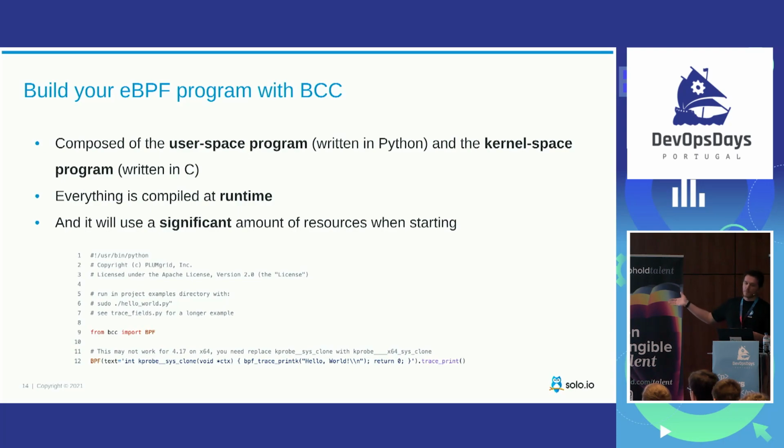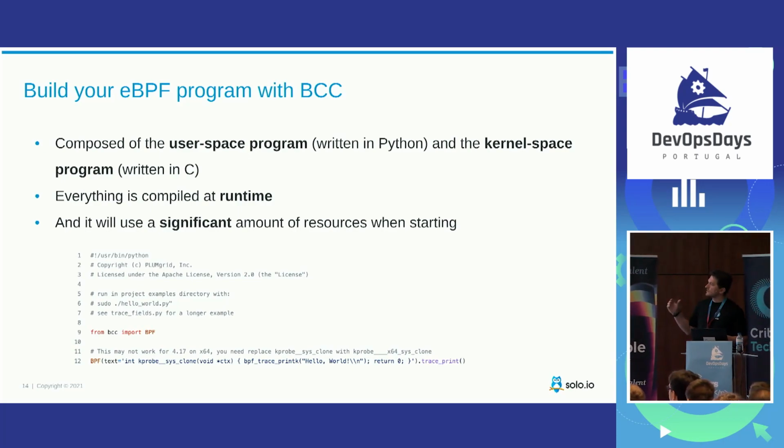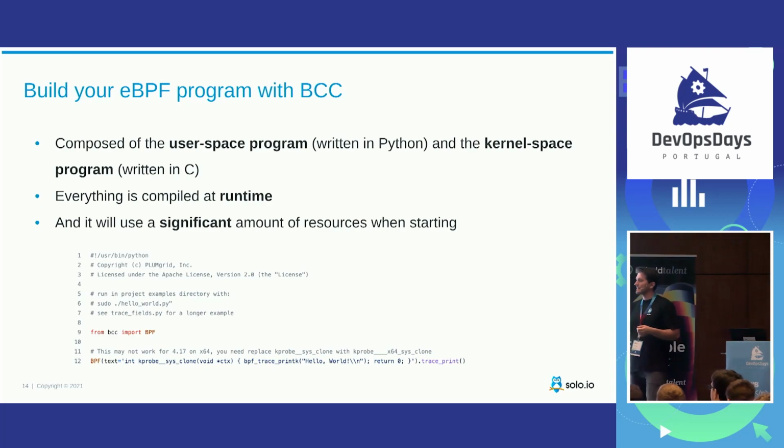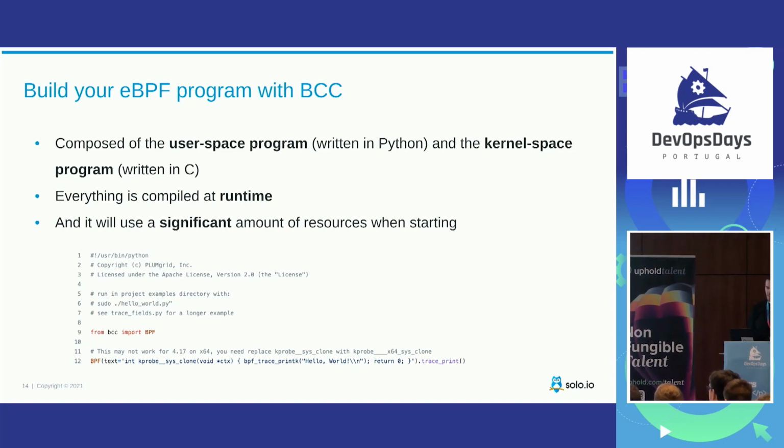It is composed of the user space program, which is written in Python, and the kernel space program, which is written in C. It has to be compiled at runtime. That's why it has some overhead in the beginning. But it has a good benefit that it has really good documentation, and I really like good documentation. So that's one of the big pluses for using BCC.